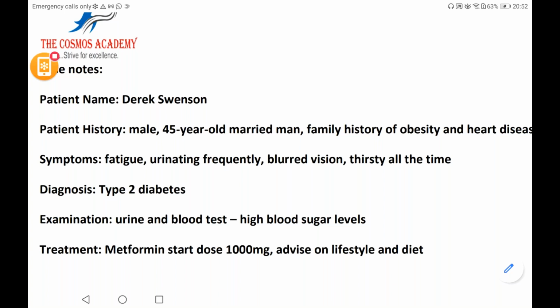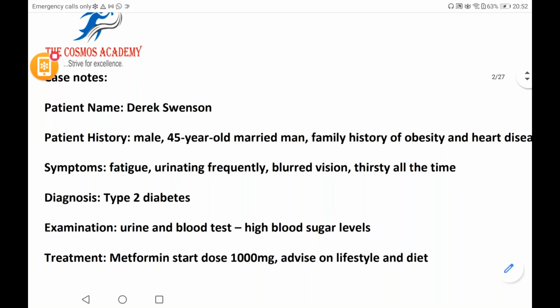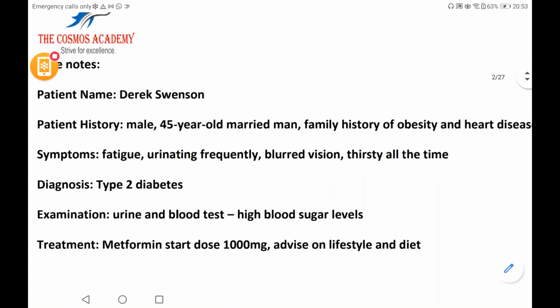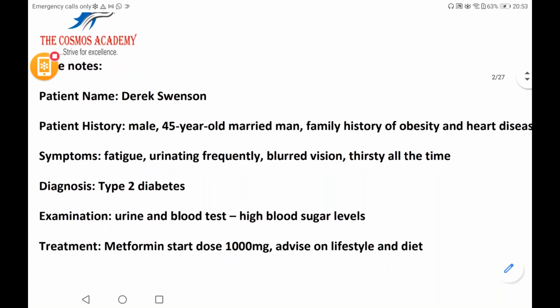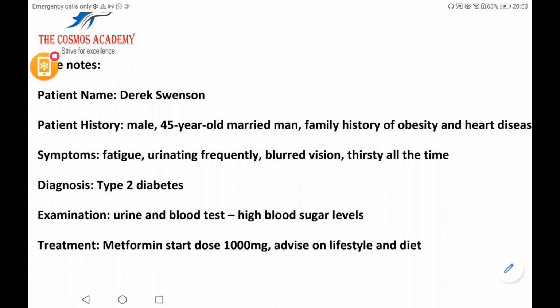Has been commenced. It means something started in the past, and metformin is started now. It means it had been commenced. Anyhow, he has been commenced on metformin. Okay, all right. What next?